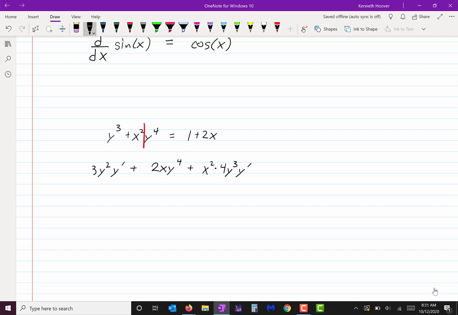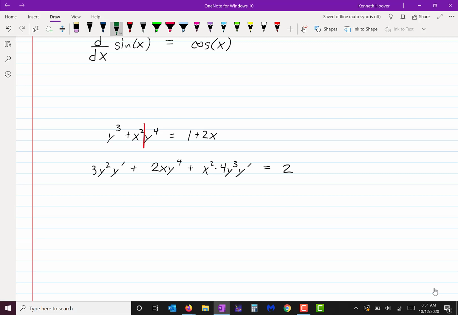Okay, then what do we hit? We hit an equal sign. Okay, that's not a problem. And then on the other side there's a 1. The derivative of 1 is 0. There's a 2x. The derivative of that is 2. And there we go. That's done with the calculus. Now we just need to do some algebra to solve for y prime.